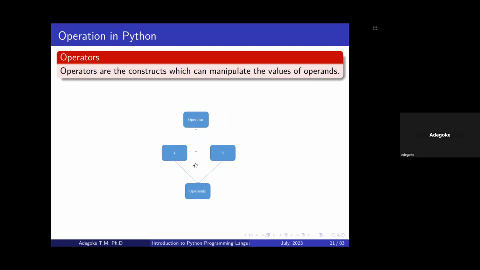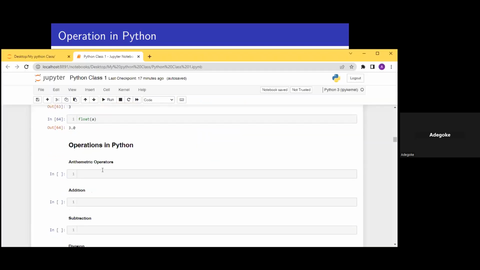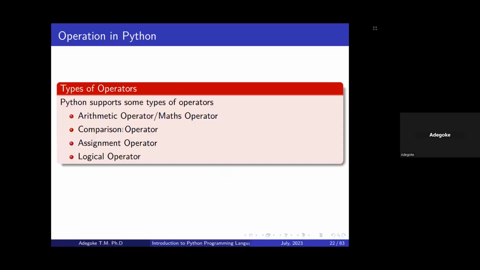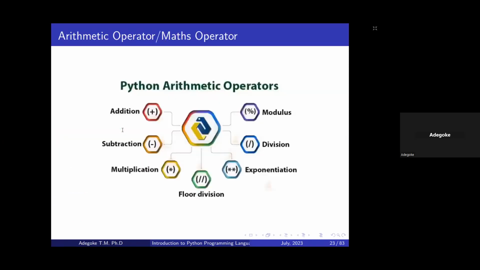Now, we have operators. Operators are constructs that we can use to manipulate values. So let's take an example. Under the operators, we have 4 types of operators. Number 1 is the arithmetic operator, which is the math operator, then the comparison operator, assignment operator, and logical operator. Under the arithmetic operator, this is what we have: addition, subtraction, multiplication, floor division, exponentiation, division, and modulus.